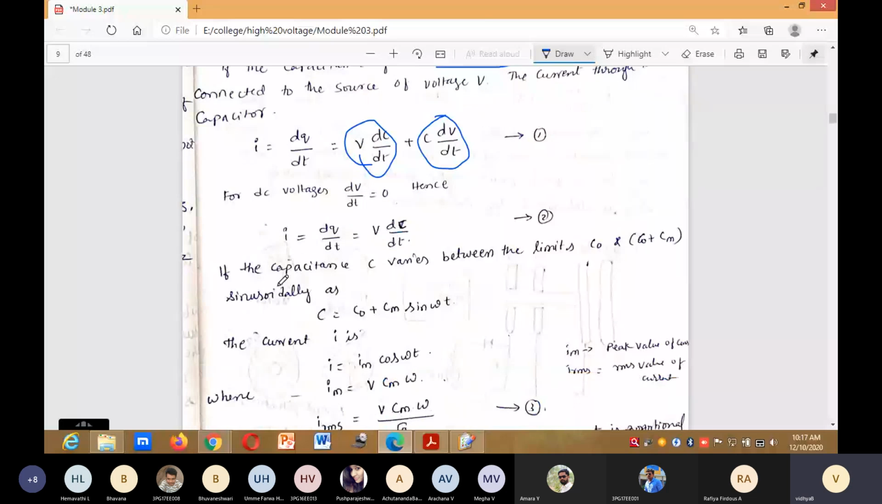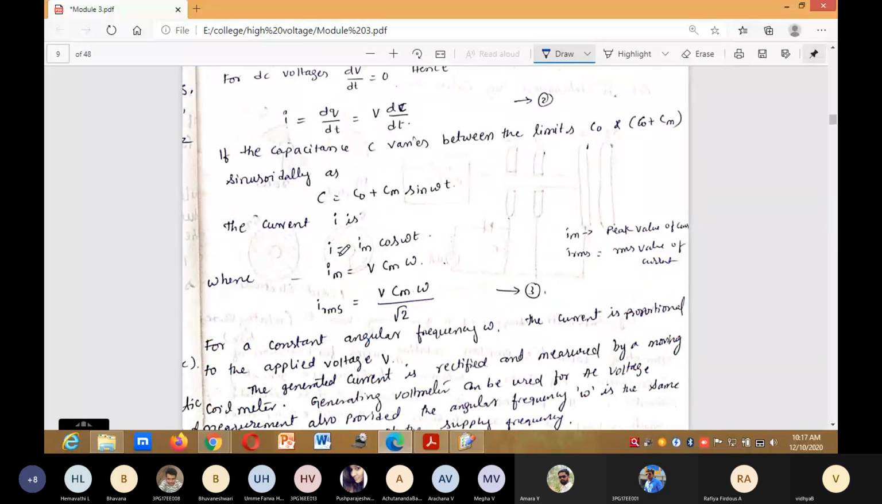If the capacitance C varies sinusoidally between the limits C0 to C0 plus Cm, as C equals C0 plus Cm sin omega t, the current is I equals Im cos omega t, where Im equals V Cm omega. Im is the peak value of the current, and the RMS value of the current, IRMS, is equal to V Cm omega divided by square root of 2.